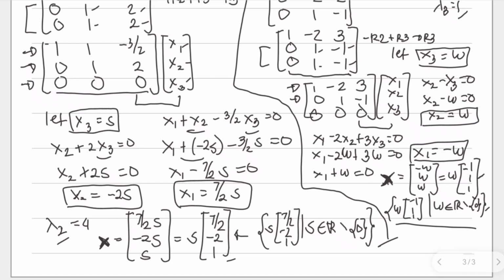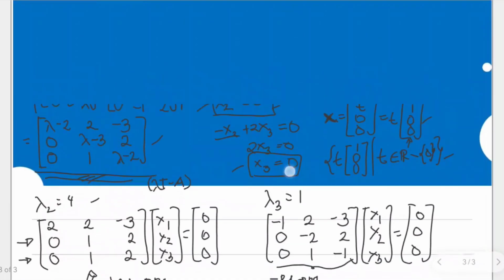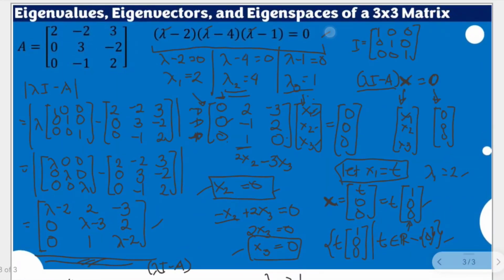So again, analysis, proper operations, including your row echelon form. But we started with our characteristic equation, getting our eigenvalues, and using this notation.